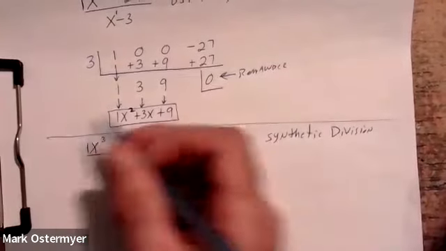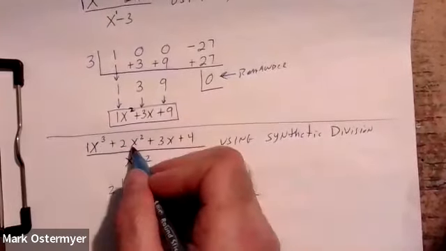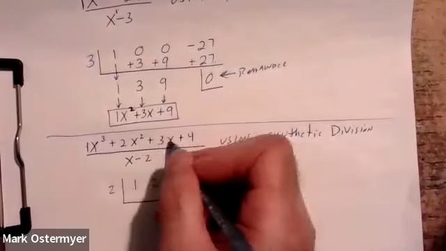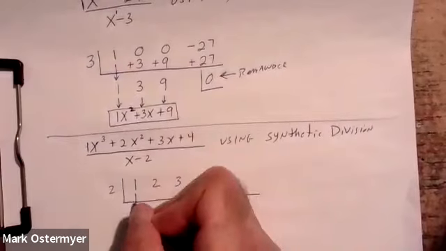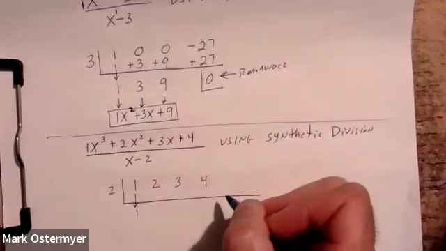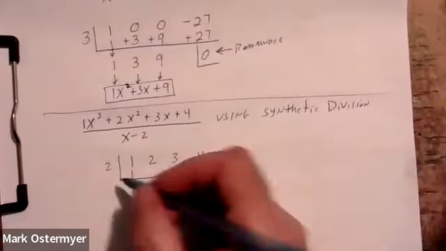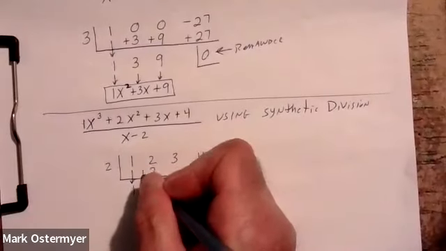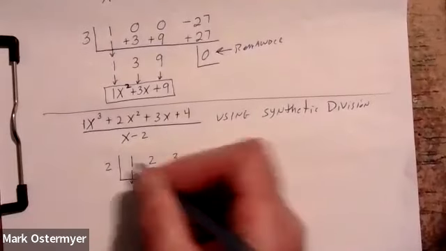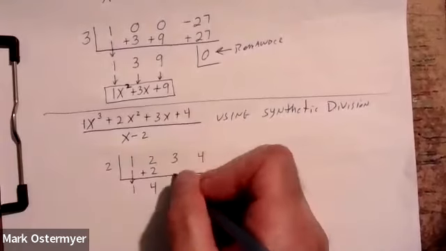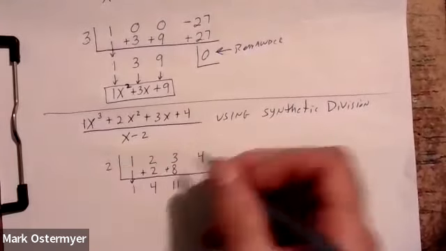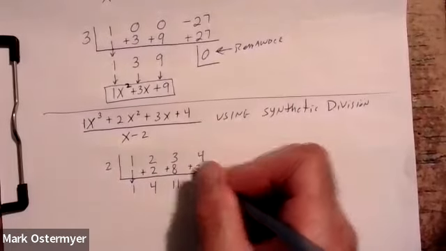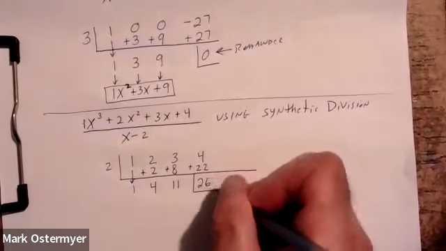The coefficient in front of x cubed is 1. Coefficient of the second term is 2. Coefficient of the third term is 3. And my constant term is 4. Bring down the 1, and let's begin synthetic division. 2 times 1 is 2. Add 2 plus 2 is 4. Multiply 2 times 4 is 8. Add 3 plus 8 is 11. Multiply 2 times 11 is 22. Add, you get 26. Done.